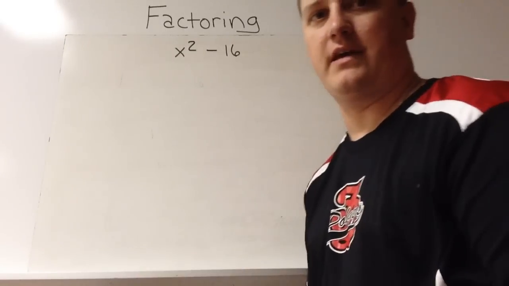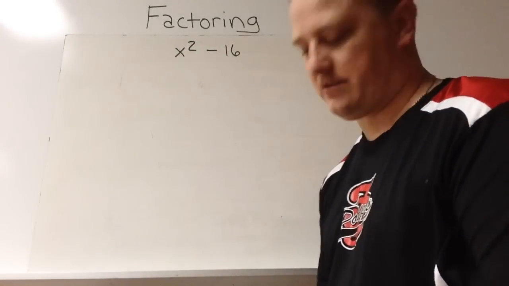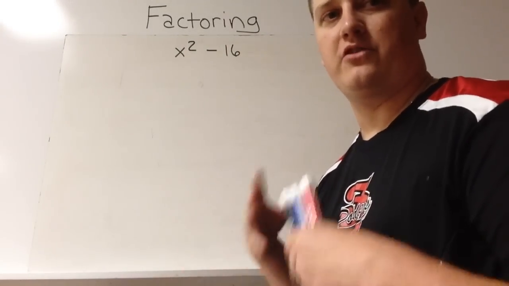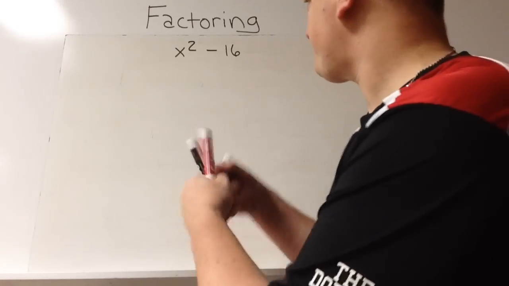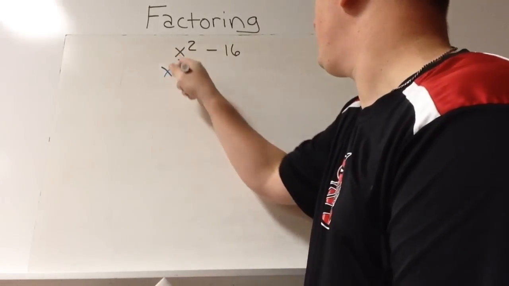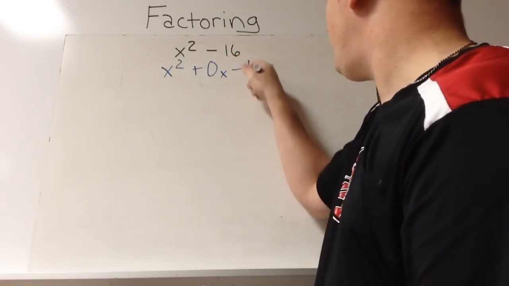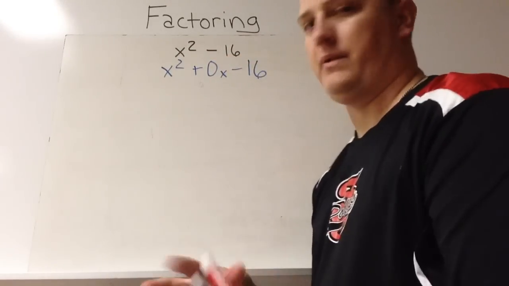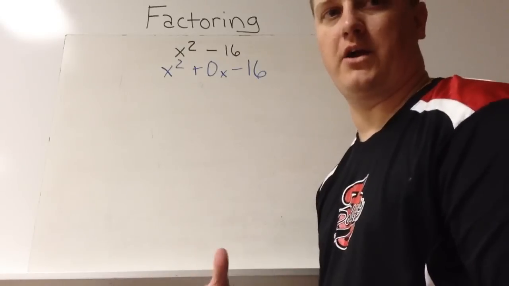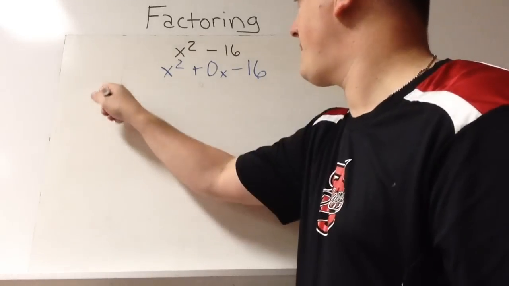A little bit different setup here. Notice there's no bx part. Anytime there's no bx, you should always put that in. So we have x squared plus 0x minus 16. And now we need to go on to our punnett square, and I'm going to go a little bit quicker this time.